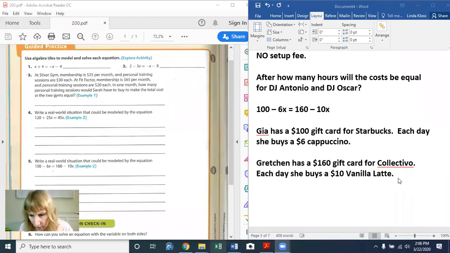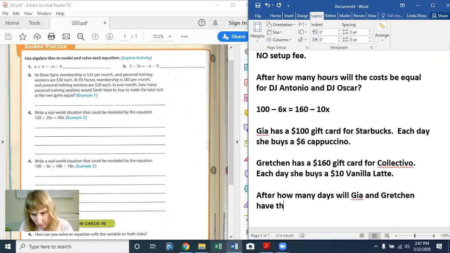So now I have to ask a question since they're set equal to each other. The question would be, after how many, what is x, weeks will, no, days, each day. After how many days will Gia and Gretchen have the same gift card balance? That is a real world problem for that. And then if you'd like to, you could solve that for x. That would be the number of days.